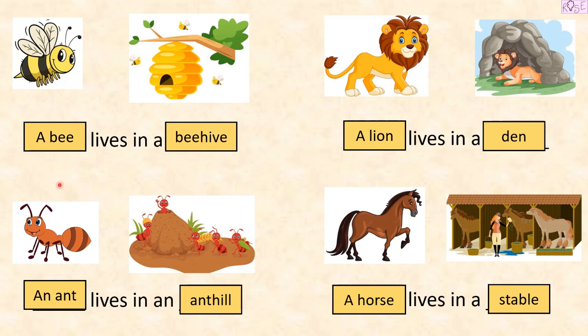So let us look at all of these things again. A bee lives in a beehive. This is a beehive. Similarly, a lion lives in a den. Then an ant lives in an anthill, and at last a horse lives in a stable.